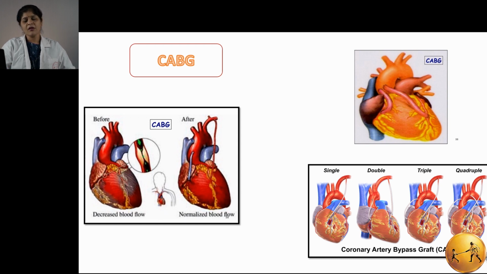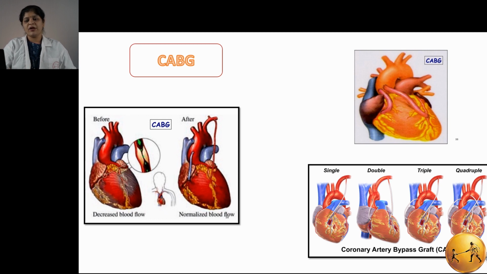Now there is a surgical procedure which is called CABG, that is coronary artery bypass graft. In this, other vessels are used, for example the great saphenous vein, and sometimes the right internal mammary artery or left internal mammary artery, RIMA or LIMA. These are taken and used as a graft into the heart, and they bypass the coronary artery.